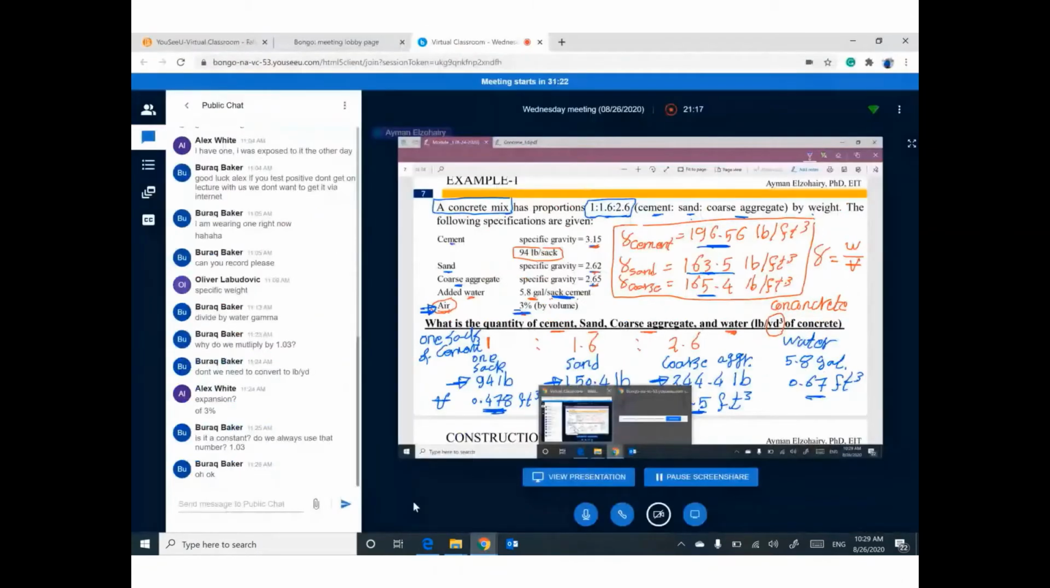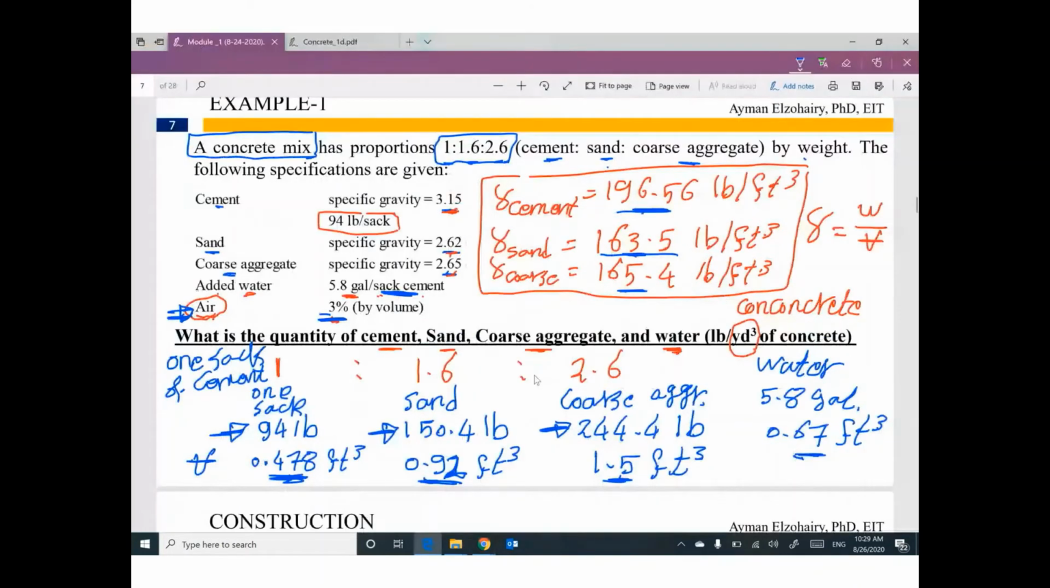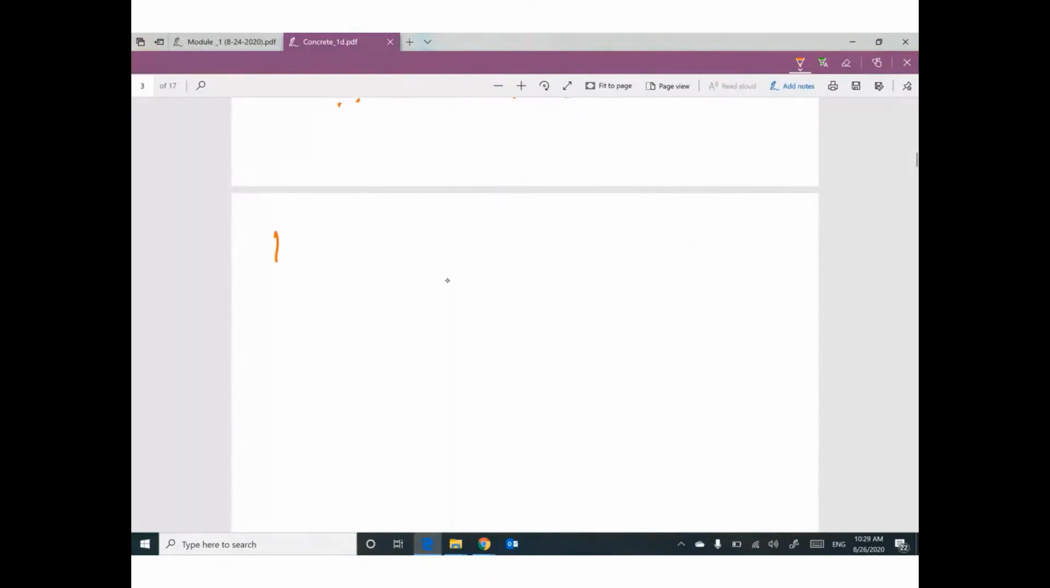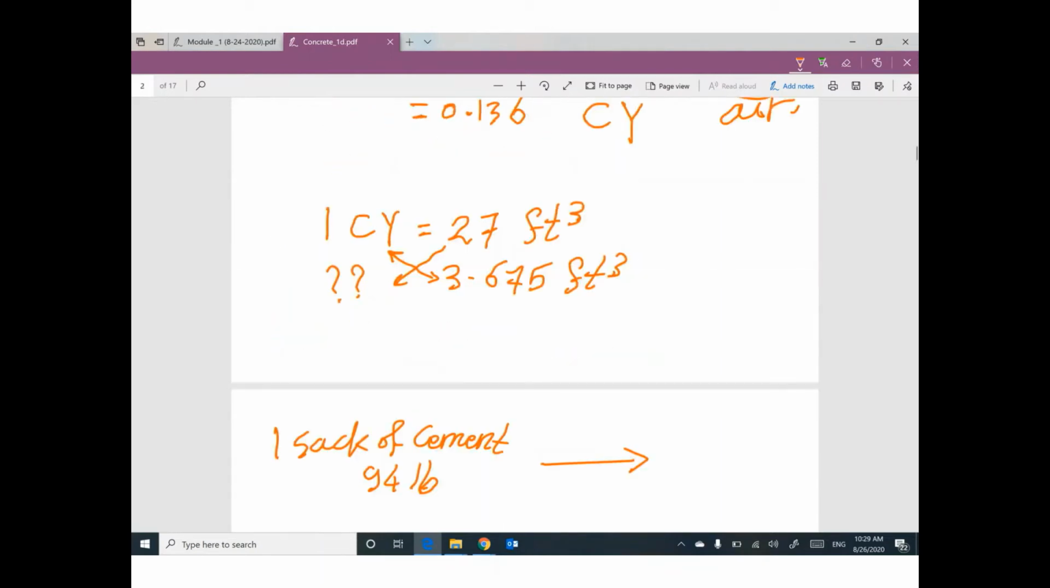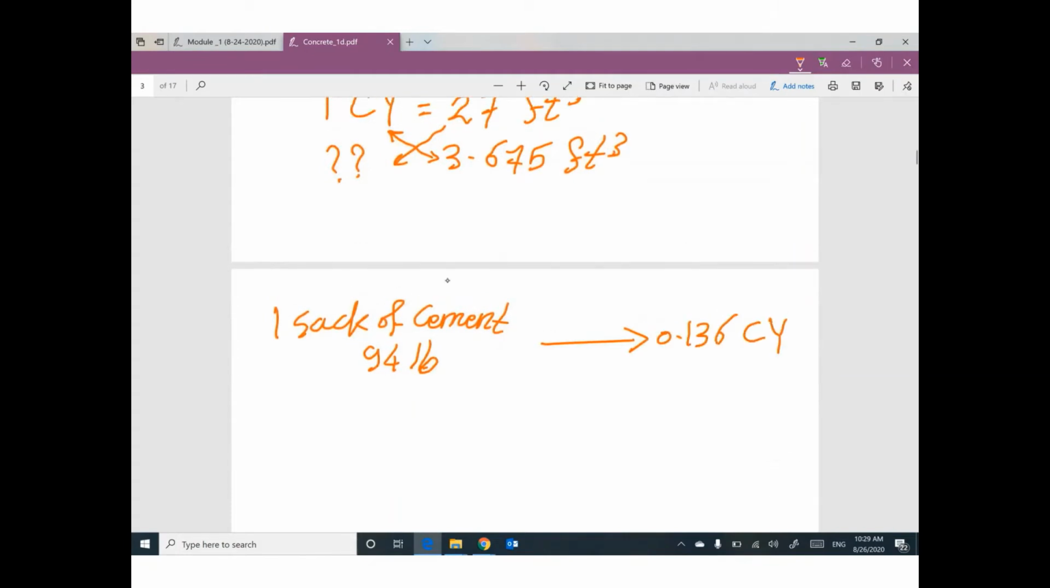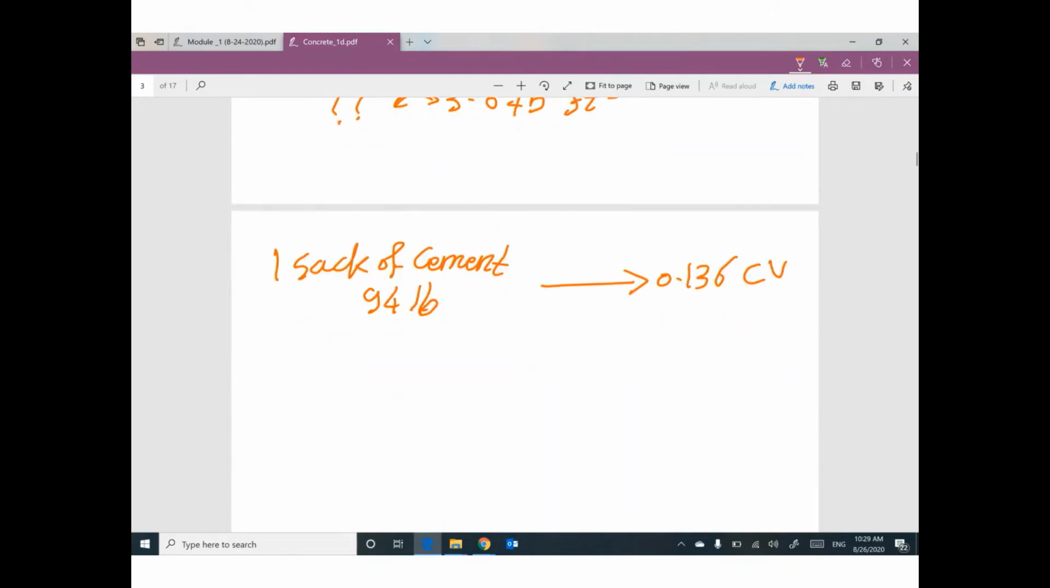Okay, your current situation is 1 sack of cement, which is 94 pound, can produce 0.136 cubic yard. Can you tell me if I'm looking for 1 cubic yard, how much cement?